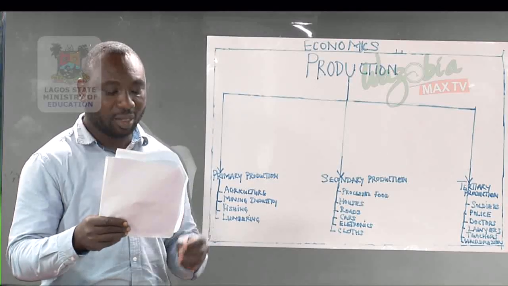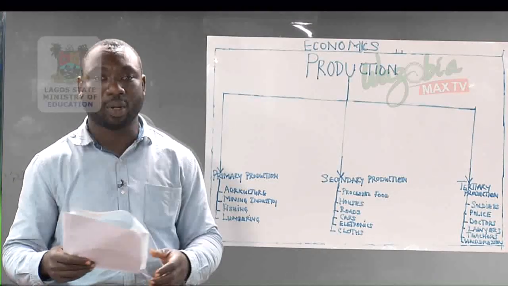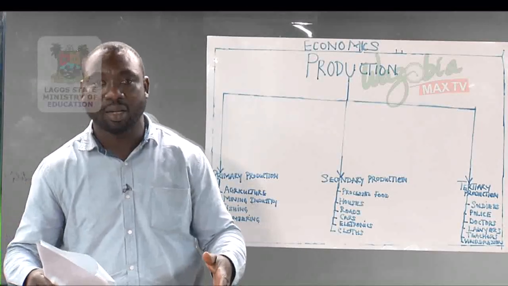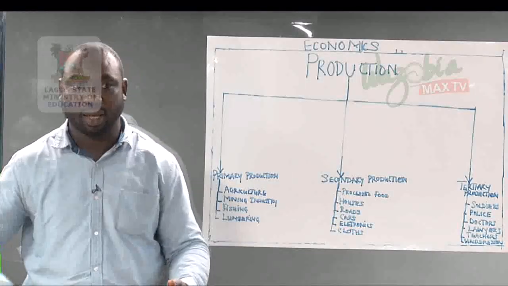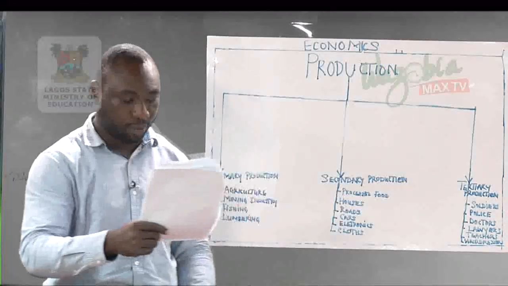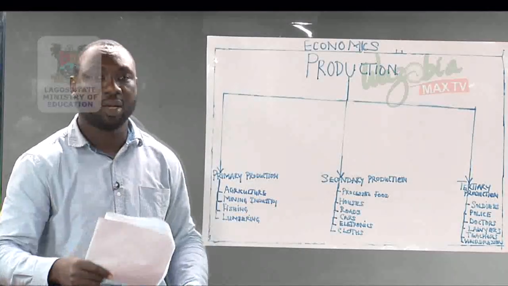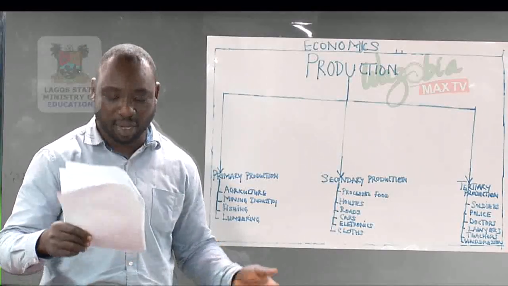Land also has the following characteristics. One, the quality of land varies from one place to another. That means we cannot compare the quality of land here in VI or Lekki to Ikorodu. The cost of land will be high, while Ikorodu can still be affordable. Land is a free gift of nature. It is permanent in supply. That means it is permanently fixed.